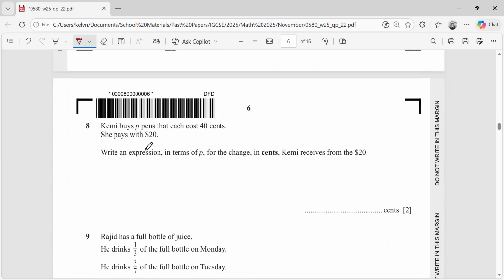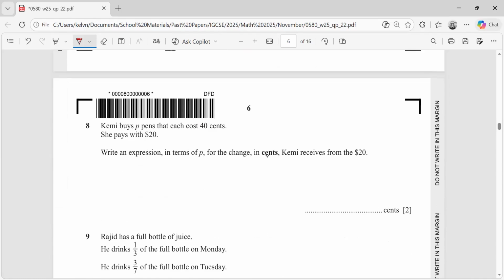Number 8 says Kemi buys P pens that each cost 40 cents. She pays with $20. Write an expression in terms of P for the change in cents Kemi receives from the $20.